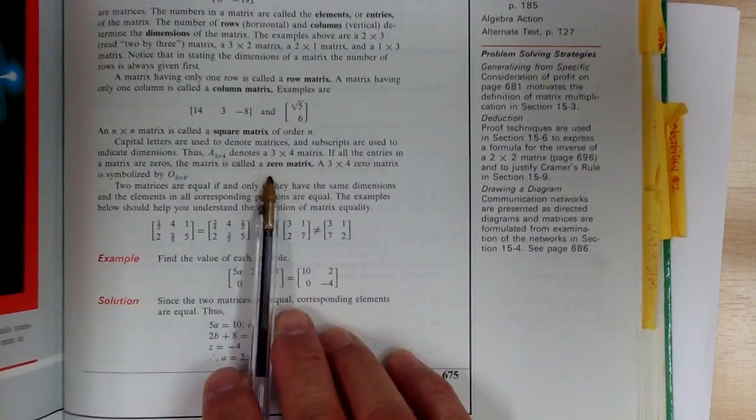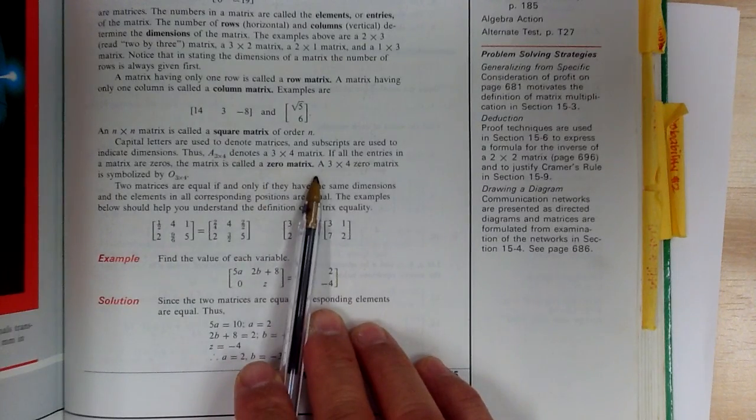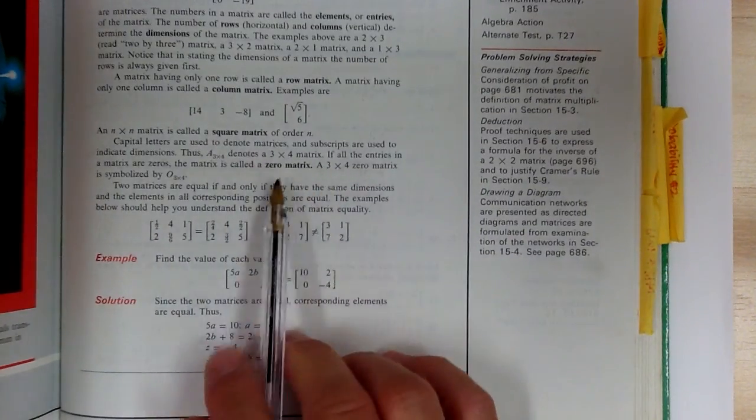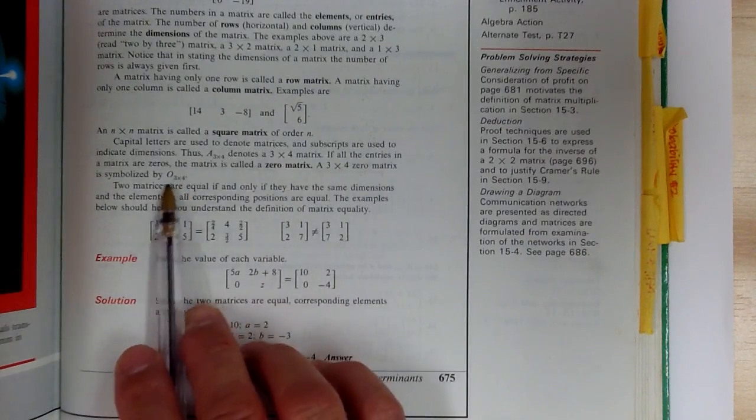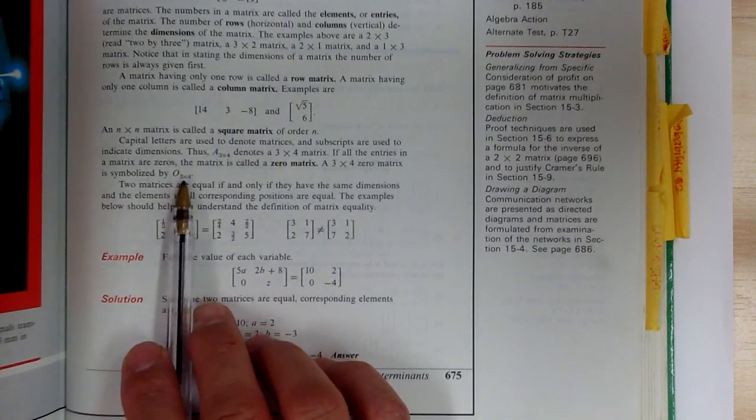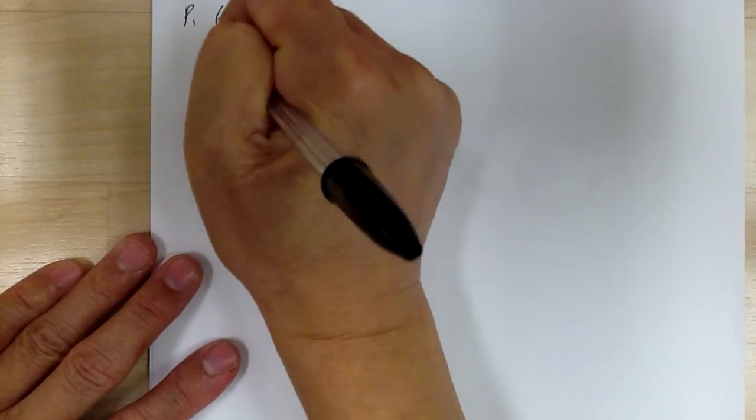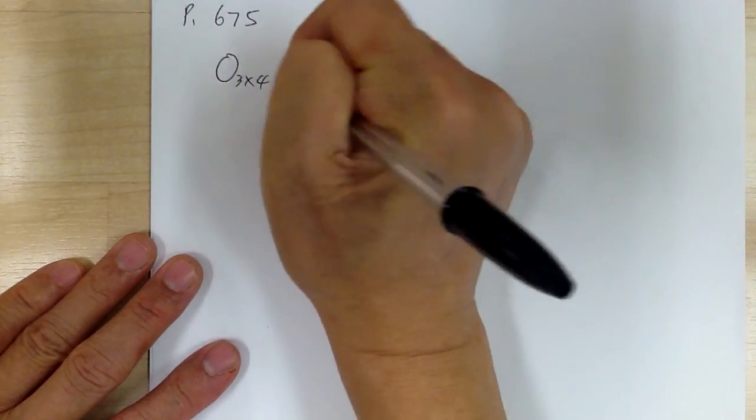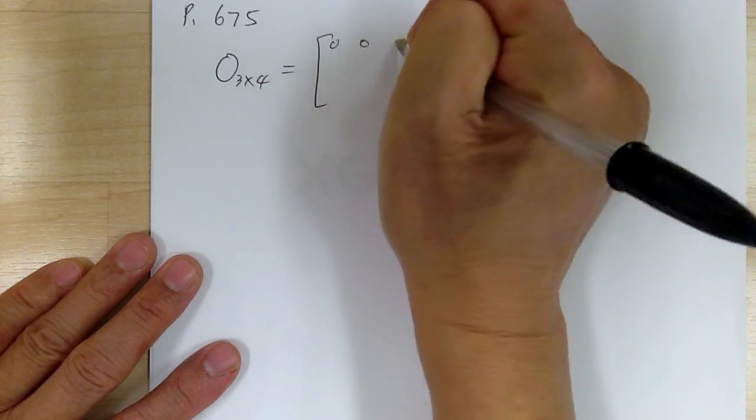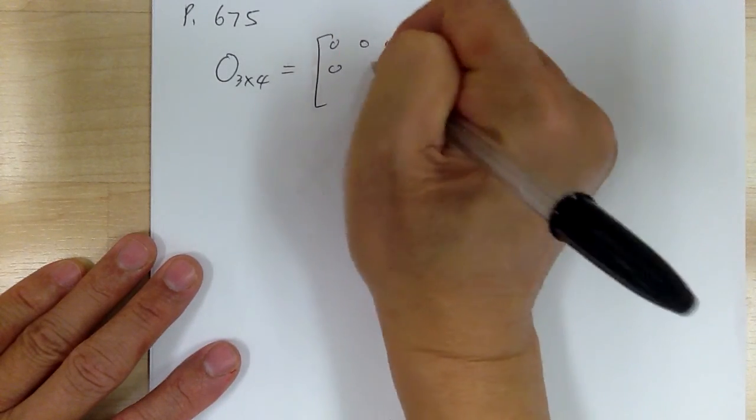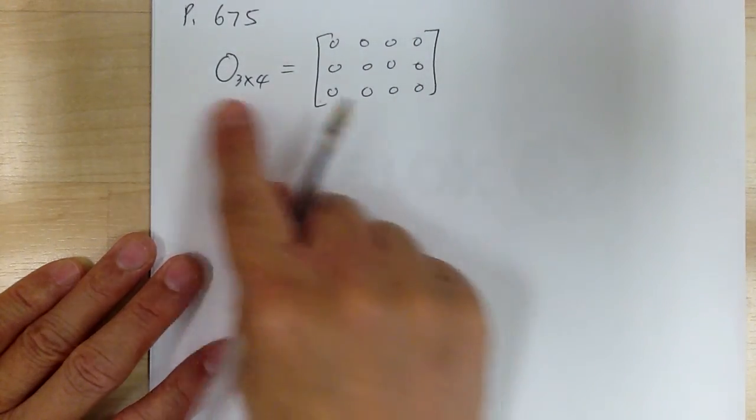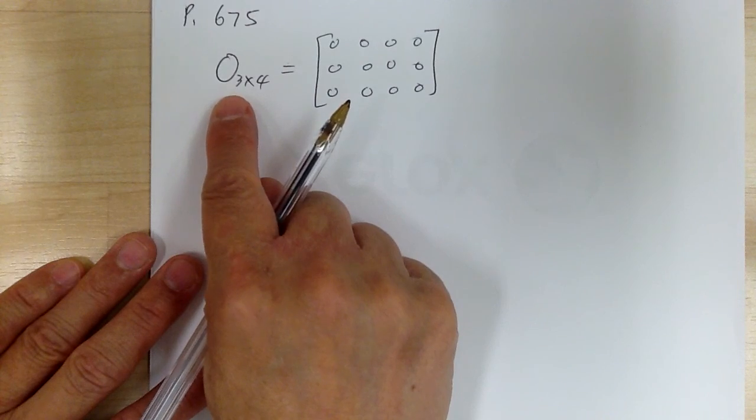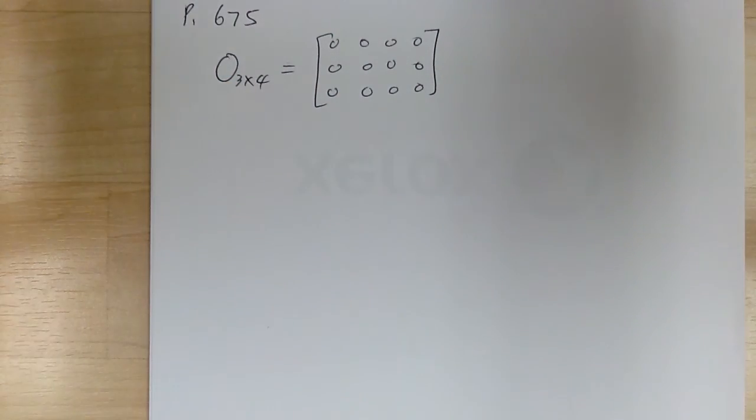The next term is zero matrix. A zero matrix is when all the entries in the matrix are zeros. Like this one, this is a zero matrix of 3 by 4. To write it out, when you have the zero matrix of 3 by 4, you're going to get 3 rows and 4 columns. So this would be the 3 by 4 zero matrix.